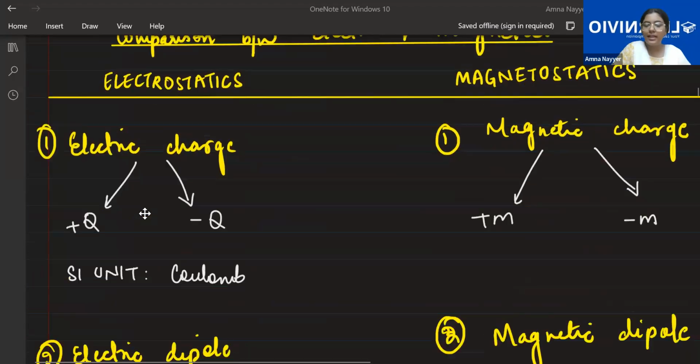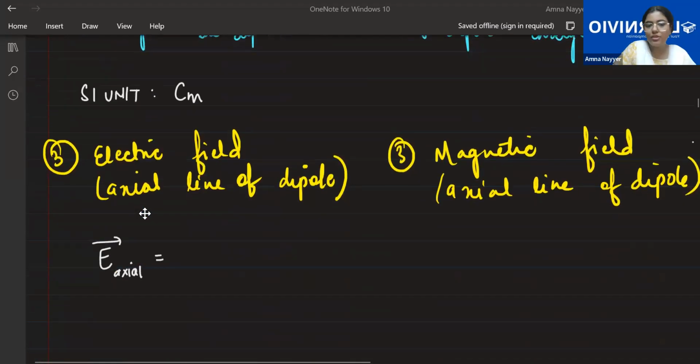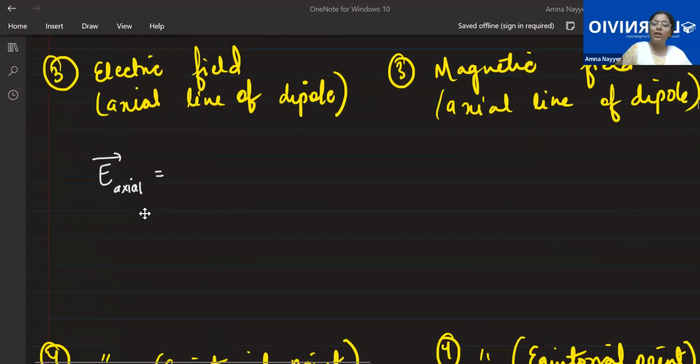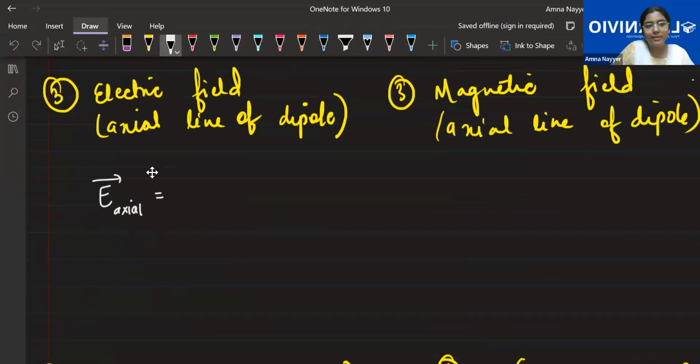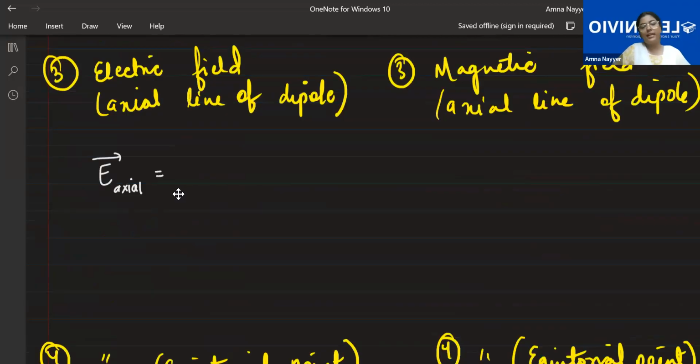Now we were comparing electrostatics and magnetostatics, and I asked you to remember the formulas of axial and equatorial and all the things that you have done. Yes, Basmi, tell me, what is the electric field due to the axial line? 2 KP by R cube. Fine, 2 KP by R cube. This is the electric field due to the axial line.